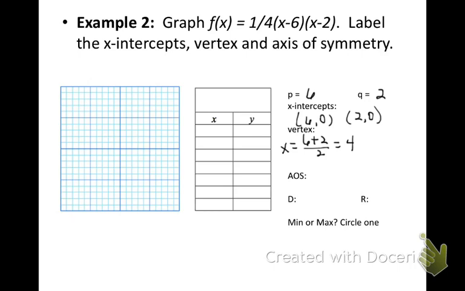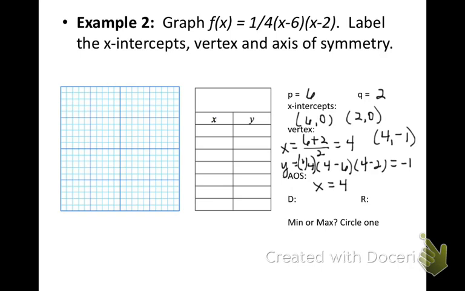And then we'll plug in 4 to find the y value. So 1/4 times (4 minus 6) times (4 minus 2). Now remember, when you plug this in your calculator, you can enter 1/4 using your fraction key, or you can just, in parentheses, enter it as 1 divided by 4. And then after you do that and press enter, you should get -1. So our vertex is at (4, -1). Axis of symmetry is, remember, the x value of the vertex. So it is at x equals 4.